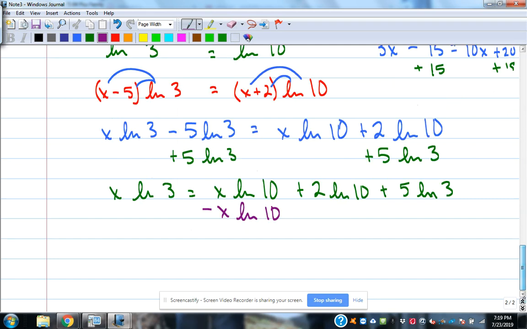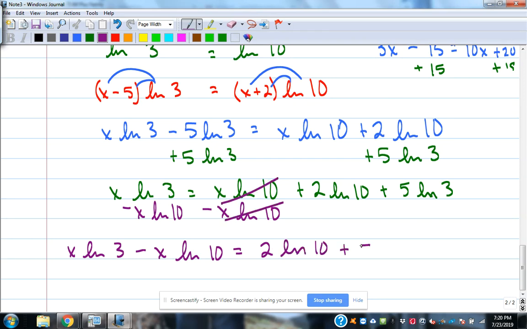I would say problems like this example may be the toughest ones that are in this section. So don't feel like they're all going to be like this. They're long problems, so that's what makes them tough. And there's several operations. So now I've moved that over by subtraction, and then the other side now doesn't have that on it anymore. It's got 2 natural log of 10 plus 5 natural log of 3.